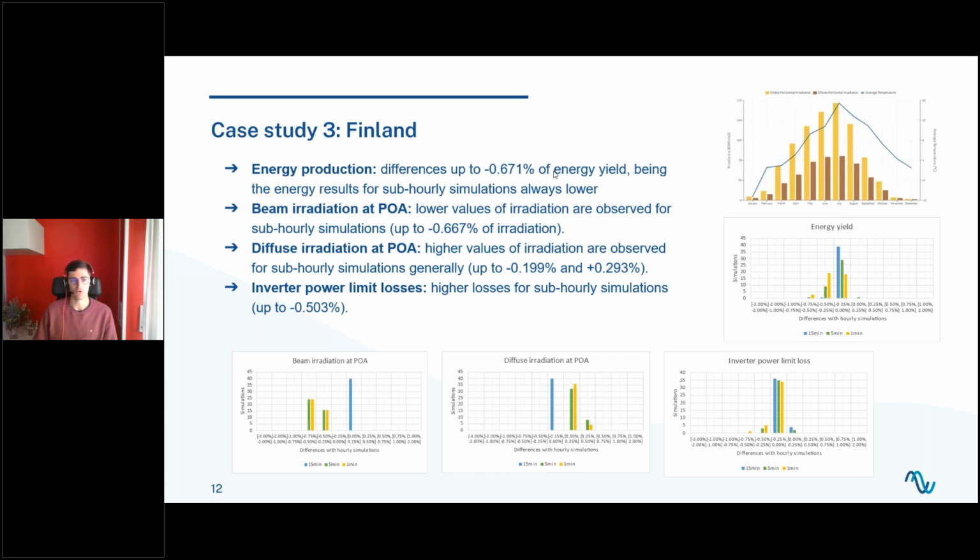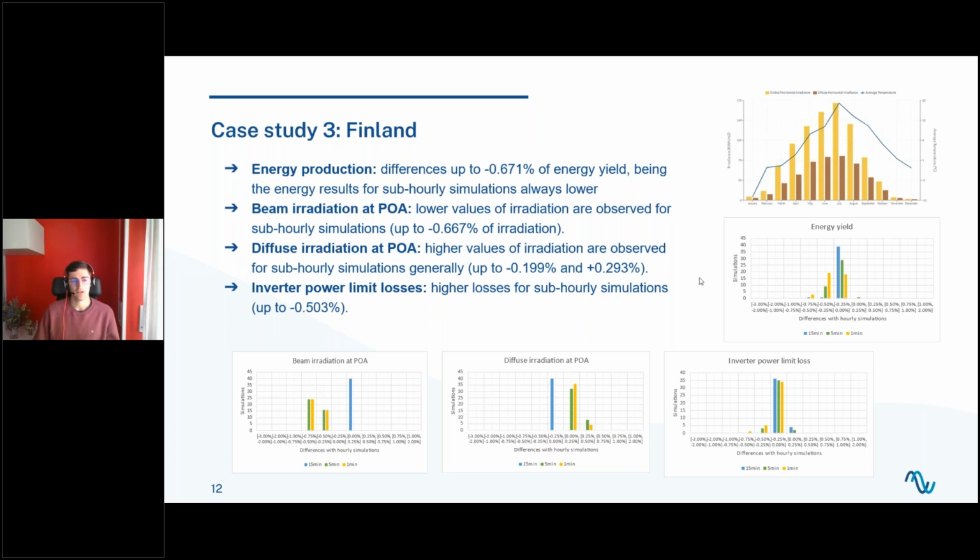for sub-hourly simulations, accounting up to minus 0.67% of energy yield. And now we observe a change of tendency in the beam irradiation, where we see that there are lower values of irradiation for sub-hourly simulations, getting values of up to minus 0.6%.